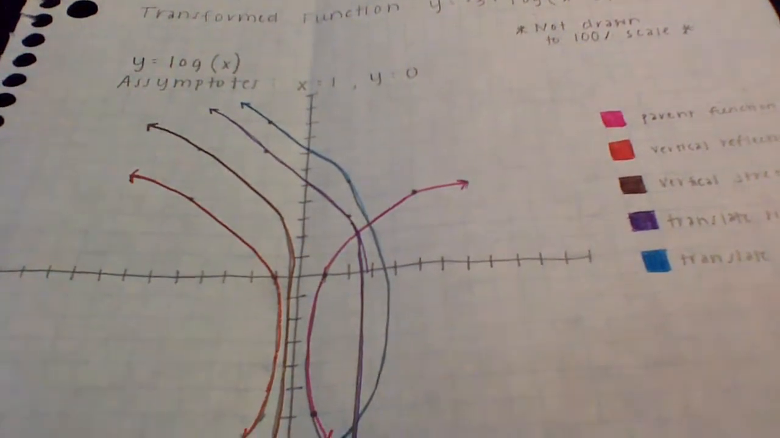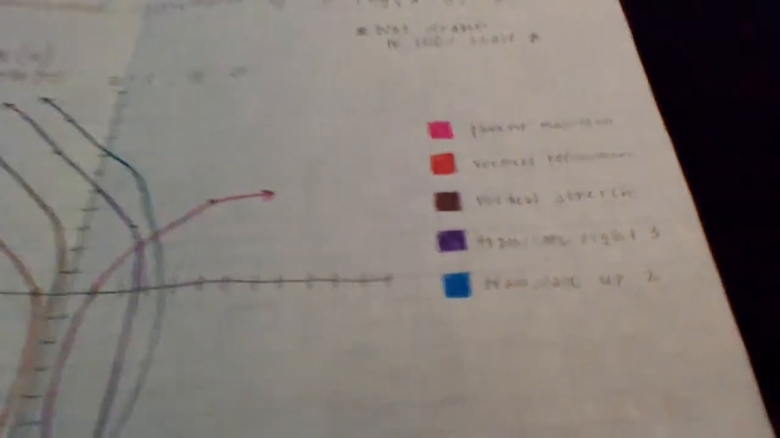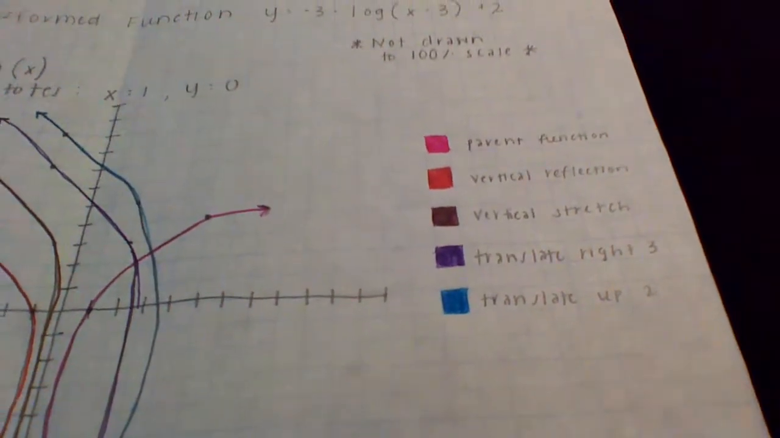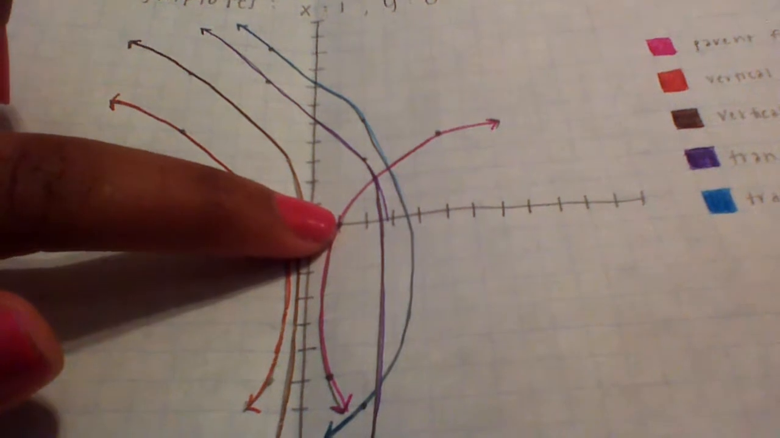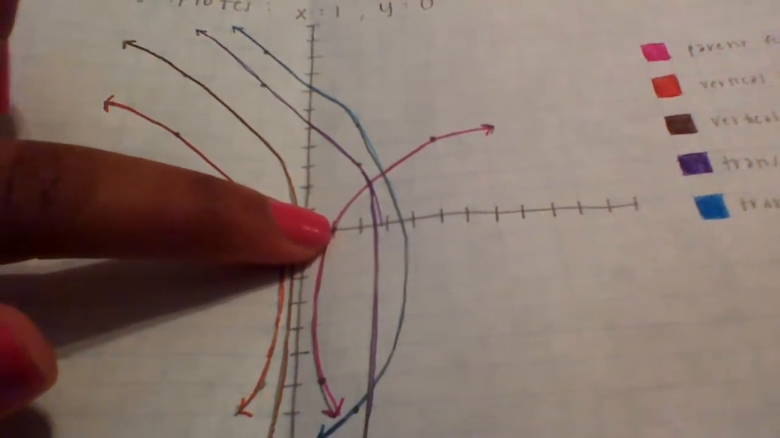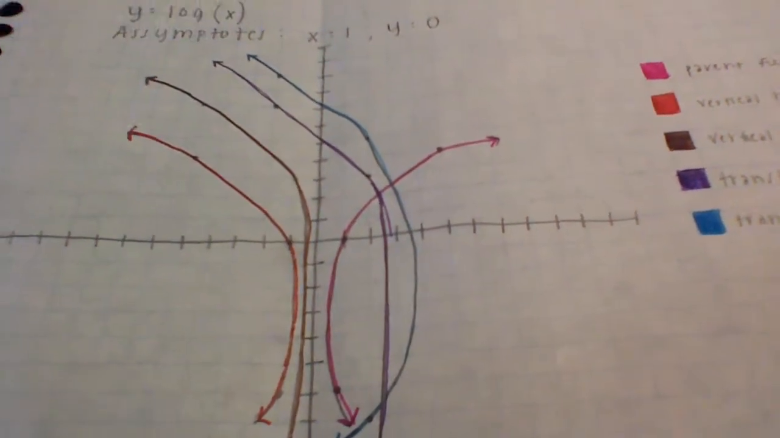And I color coordinated everything. So here is my key. My parent function is in pink, which is right here. So this is log of x, which is my parent function. So we're going to start doing my transformations.